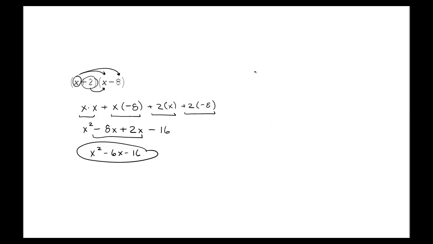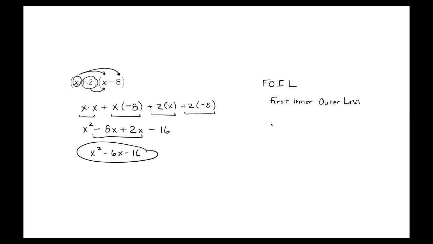Now sometimes some of you may have heard of this mnemonic called FOIL, and that stands for first, inner, outer, last. It's just a special way to remember when you're multiplying a binomial by a binomial, but the concept is the same. It's basically you're distributing each term of the first binomial to each term of the second.